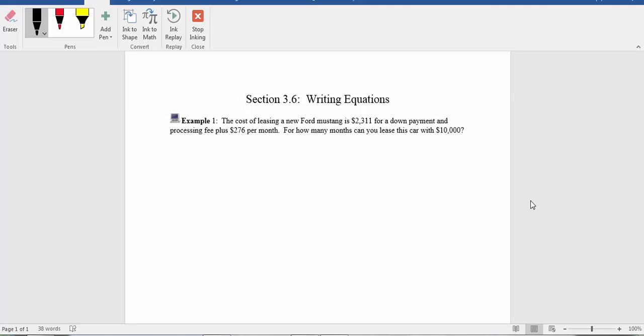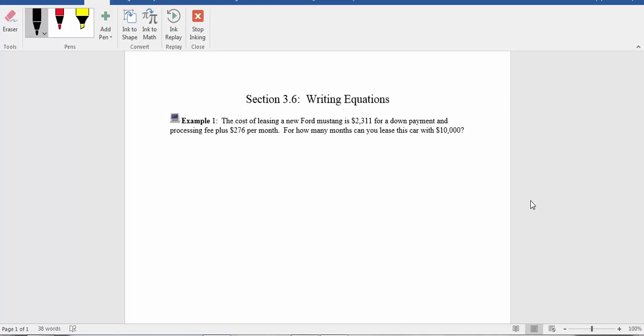Section 3.6, Writing Equations. Example number 1. The cost of leasing a new Ford Mustang is $2,311 for a down payment and processing fee, plus $276 per month. How many months can you lease this car with $10,000? Now, before we answer that question about how many months, we're going to write an equation.